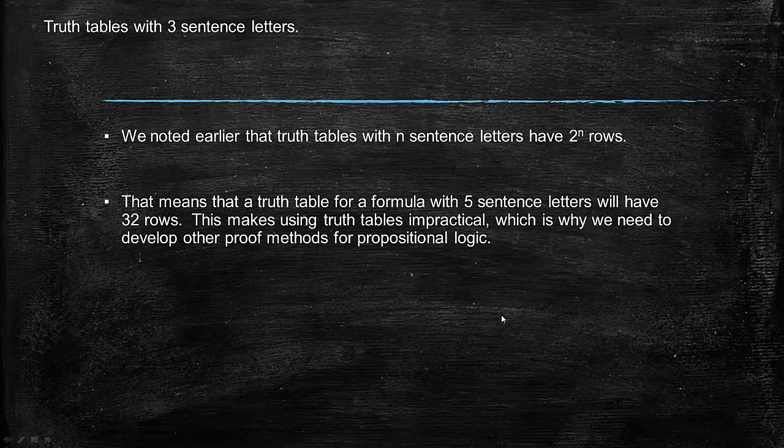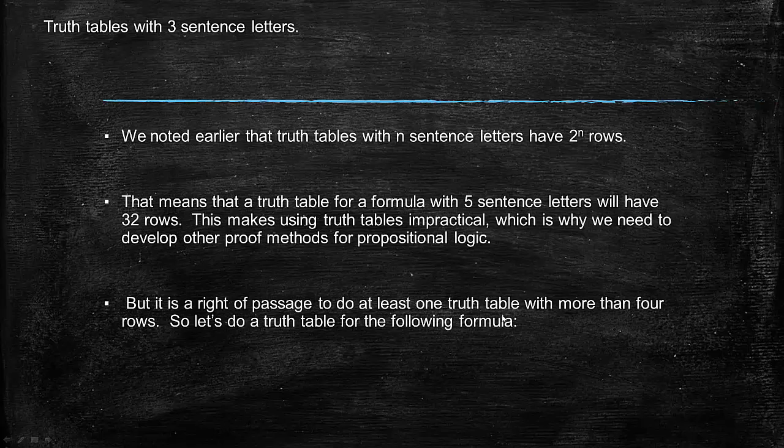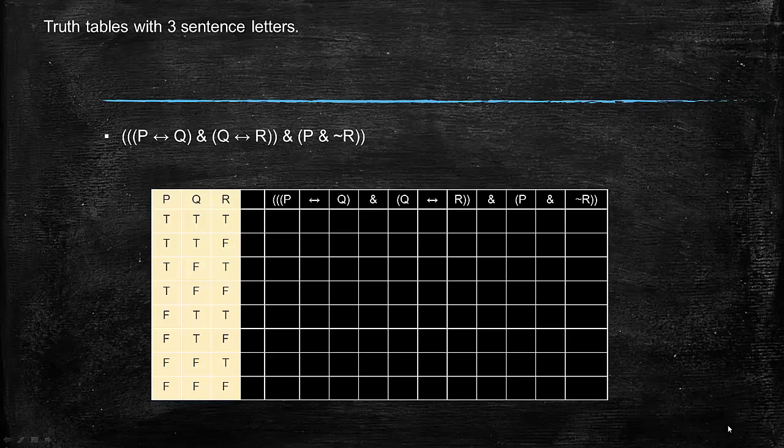And that's why we go and develop other proof methods in propositional logic. But it's a rite of passage, really, to do at least one truth table with more than 4 rows. So let's do a truth table for the following formula. All right, so this one has 8 rows. 2 to the 3 is 8.